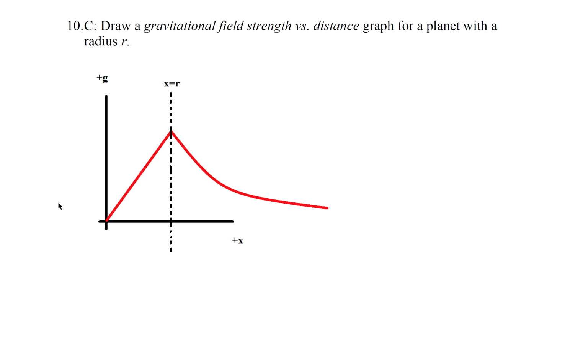Question 10. Draw a gravitational field strength versus distance graph for a planet with radius r. When we're inside the planet, gravitational field strength increases linearly. When we're outside the planet, it decreases as 1 over r squared.